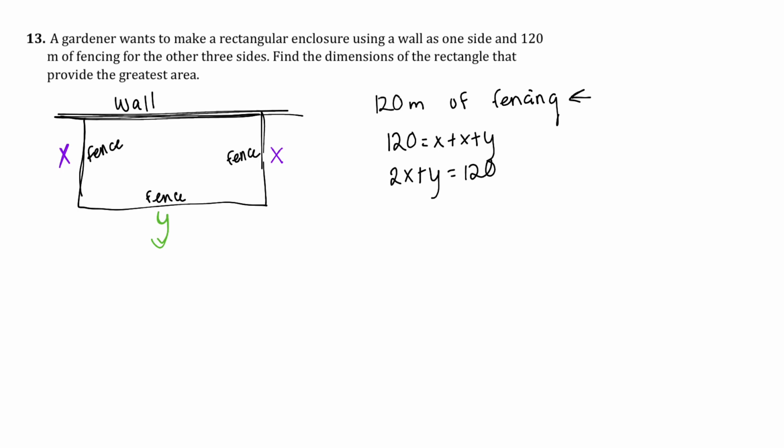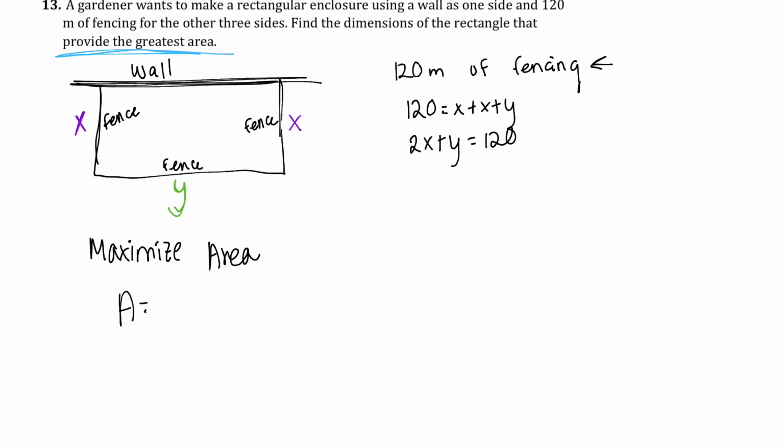That is our constraint. We are optimizing the area. We want the greatest area. We want to maximize area. So the area of this, it's just length times width, x times y. So I'm going to solve for y here. You're going to get y equals 120 minus 2x. And I'm going to plug that in.